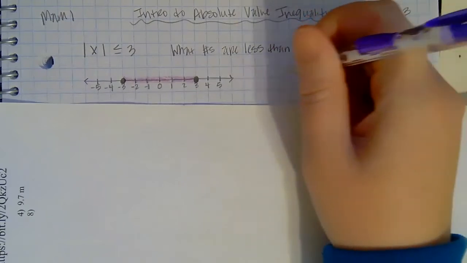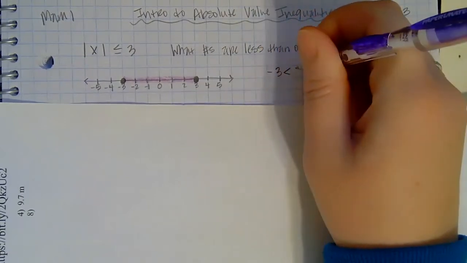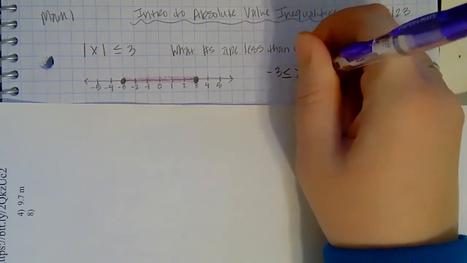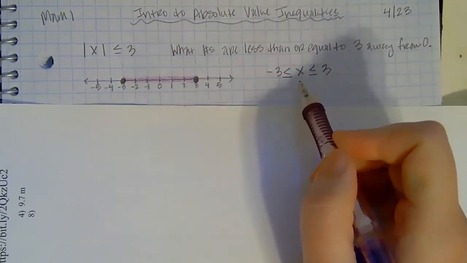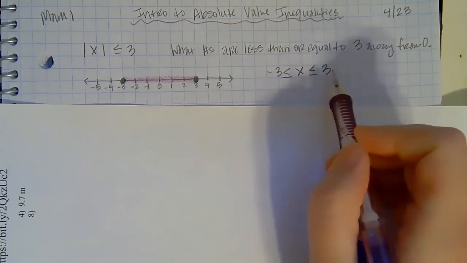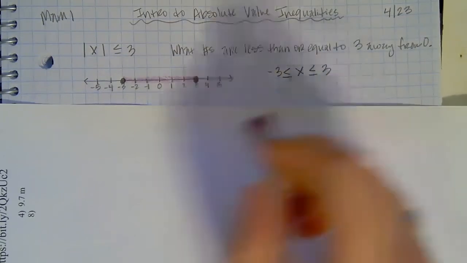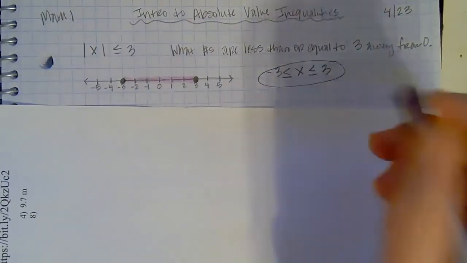It's in between. Remember how we wrote in between? So -3 less than or equal to x less than or equal to +3. So remember, whenever it's in between, it's two less than symbols. The x goes in the middle. Smaller number here, bigger number here. They're both equal to because the original one has an equal to. Those are the numbers that would work there.